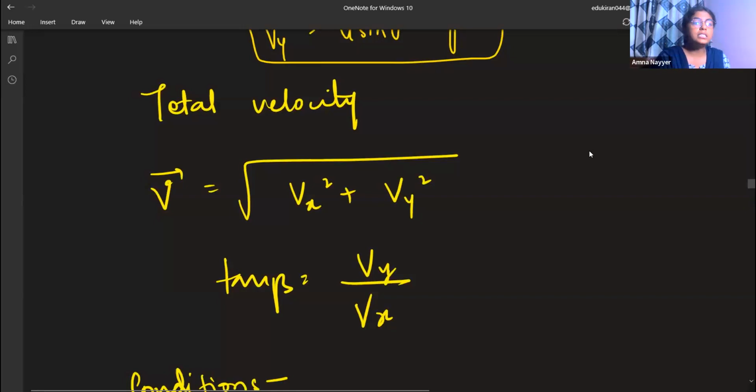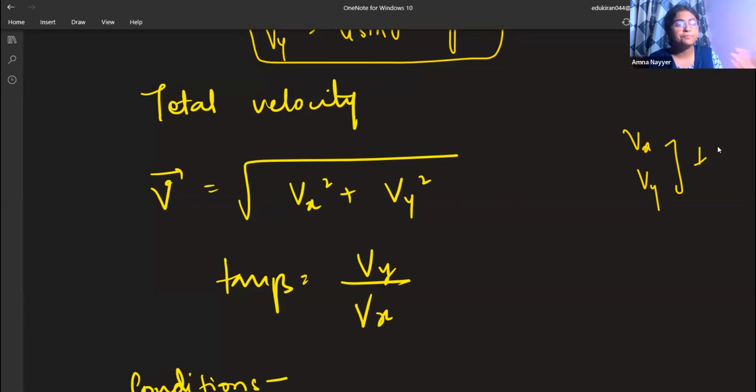Now, how do you find out the resultant? If you have two vectors which are perpendicular to each other, Vx and Vy, they'll always be perpendicular, so their resultant will be V is equal to under root Vx square plus Vy square. And tan beta will be Vy by Vx. So direction also you can find out this way, and the magnitude of total velocity also, and separately Vx and Vy also.